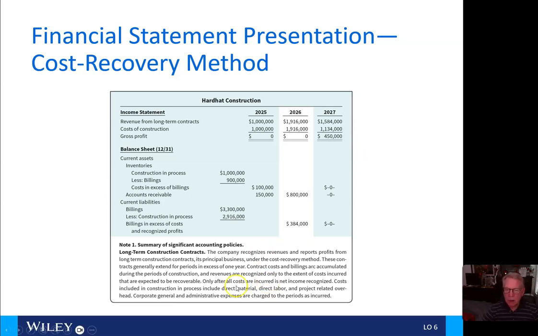And they indicate the summary of significant accounting policies by basically outlining what the cost recovery method means. And I won't go through that. You can read that on your own.